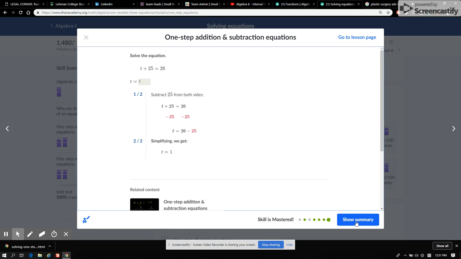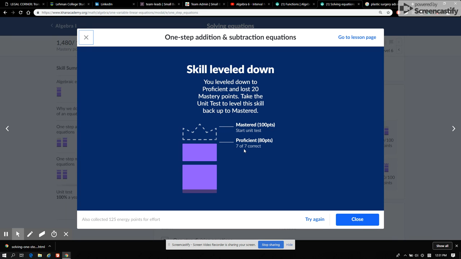All right, so now after it's finished, you can do a summary. Now the summary will tell you, oh, you are over the limit, so you can move on, but you're not considered proficient yet. In order to be proficient, you have to get a perfect score. Now 7 out of 7. And then you will get 80 out of 100 points. In order to get the last 20 points, you have to answer the unit test correctly.